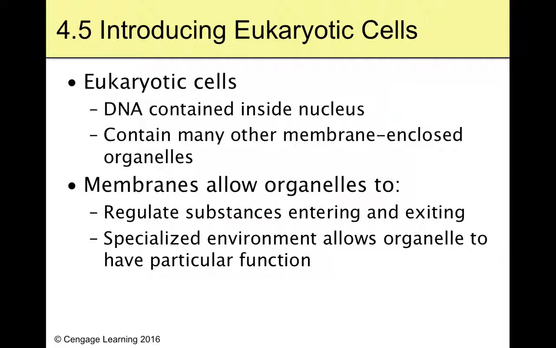Eukaryotic cells are going to have a nucleus, and the nucleus's primary function is to contain the DNA, to keep that DNA safe because it's pretty valuable cargo. They are going to contain other membrane-bound organelles, and we're going to learn about a lot of those here in just a minute. Membranes allow our organelles to have a higher degree of regulation on what's coming into the organelle, what's going out of the organelle, and that's a really important feature. And they also have specialized environments that allow the organelle to have a particular function.